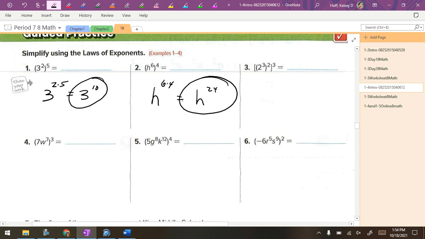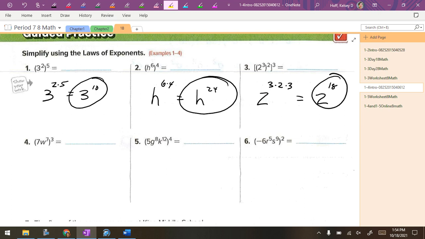Number 3, what's your base? 2. Now this one you have multiple exponents, so you should have taken 3 times 2 times 3 to give you 2 to the 18th.